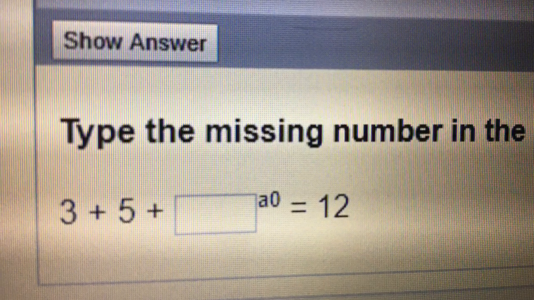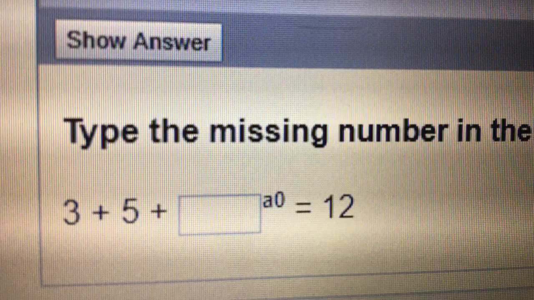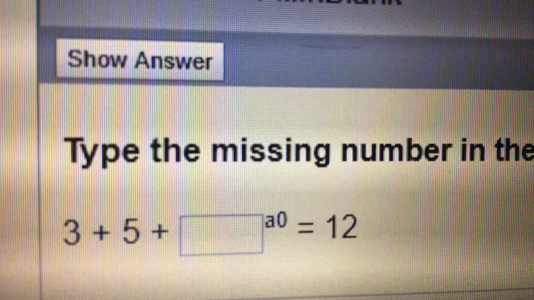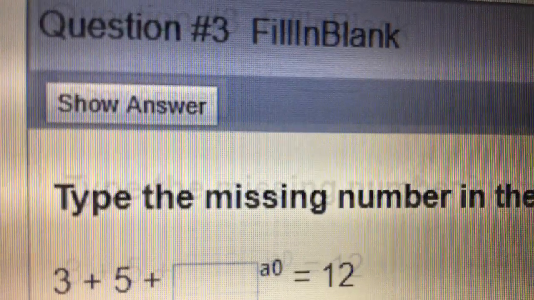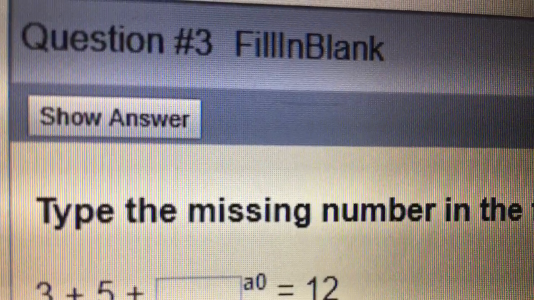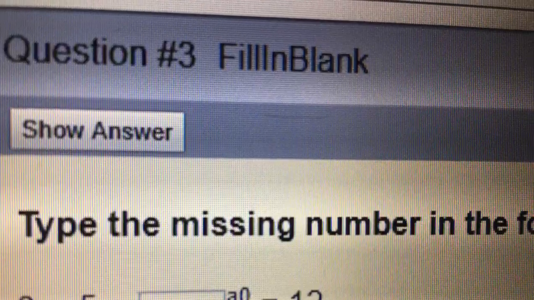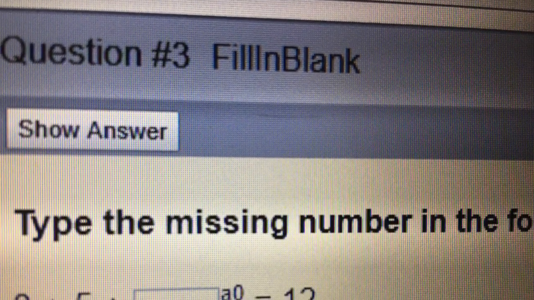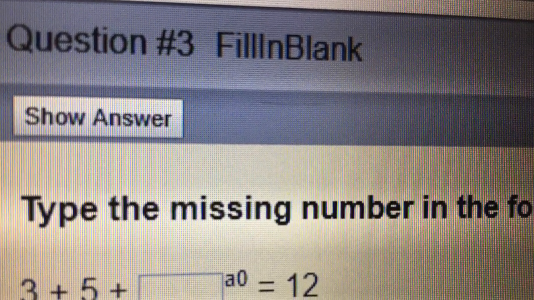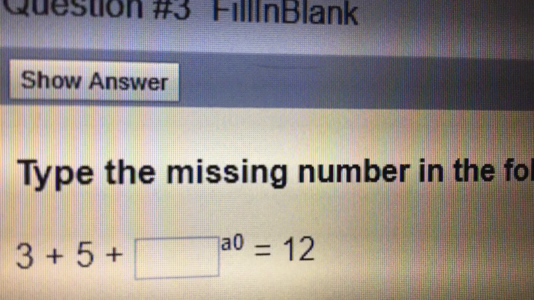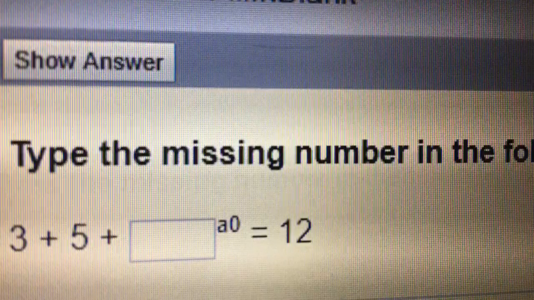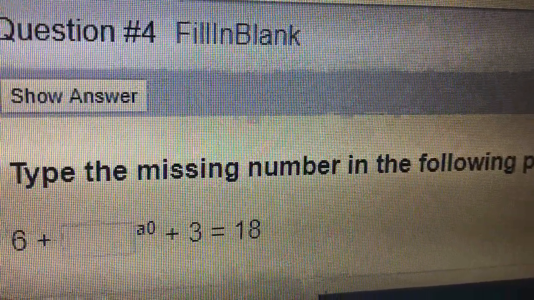You'll be answering several questions where you just have to figure out the difference and the sum. However, on this particular question, you are finding out the answer for question 3. You're going to first figure out 3 plus 5 equals what? And then you're going to figure out how many more you're going to have to add to that sum to equal the final number of 12.